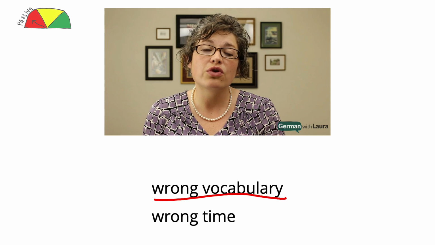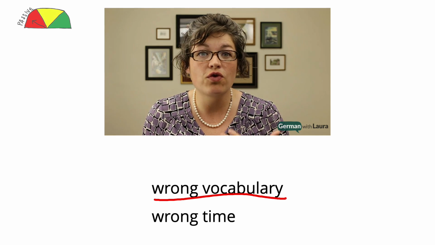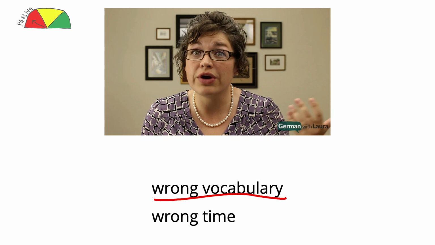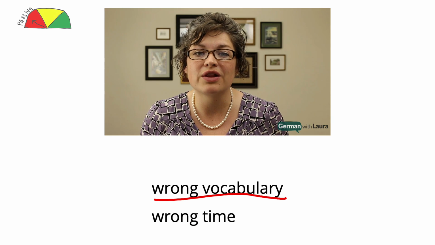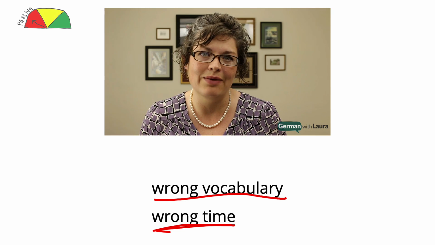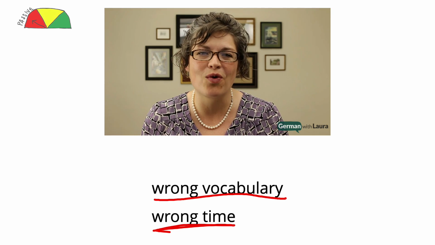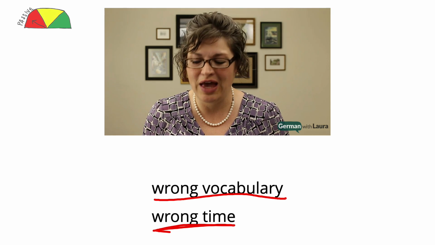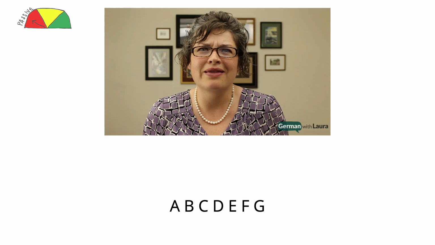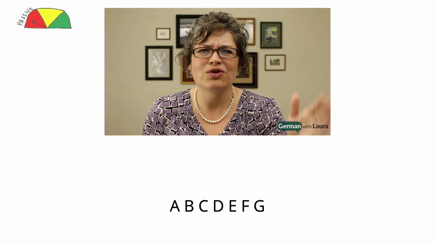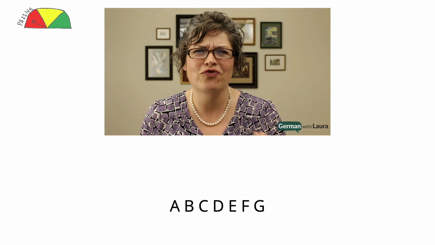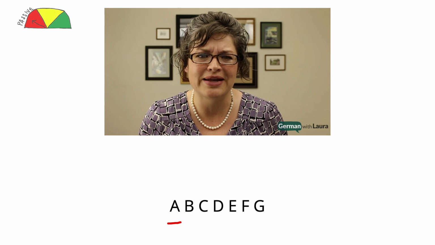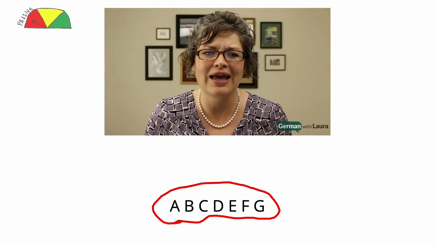And that's learning good, useful vocabulary that we're all reasonably going to use, but learning it at the wrong time. And the prime example of this type of irrelevant vocabulary is learning the German alphabet. I have heard so many students tell me that they think, oh, I need to learn the German alphabet first. One of the first things I should learn is the German alphabet. A, B, C, D, E, F, G.